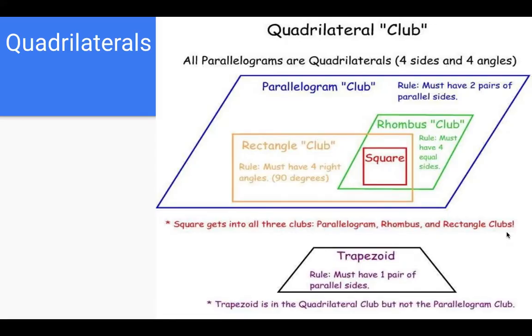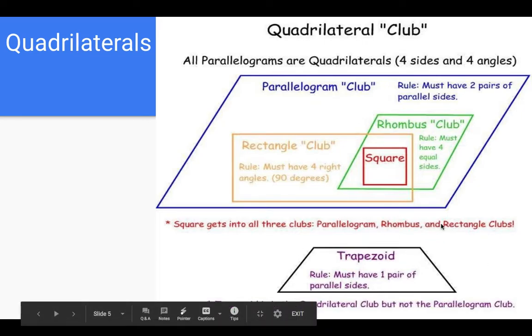Okay, we're going to do some classifying of quadrilaterals. You really need to know this graphic here. You need to know what a parallelogram is and what makes it a parallelogram, that it has 2 pairs of parallel sides. You need to know a rhombus has 2 pairs of parallel sides and all 4 sides equal. You need to know that a rectangle has 2 pairs of parallel sides but also has 4 right angles. And you need to know that a square has all of those, 2 pairs of parallel sides with all 4 sides equal and 4 right angles.